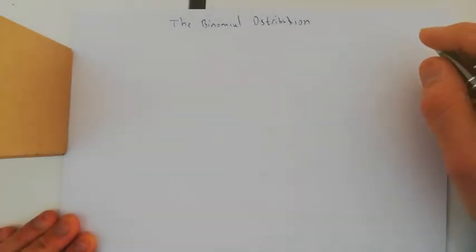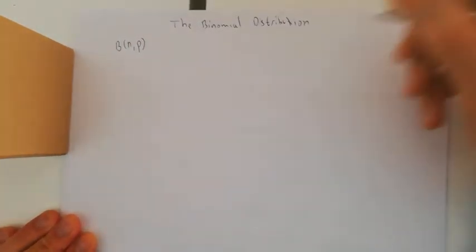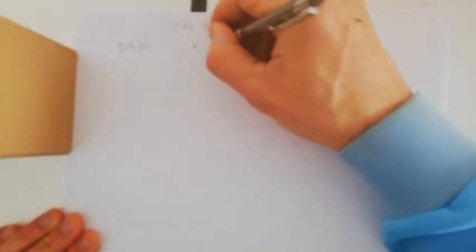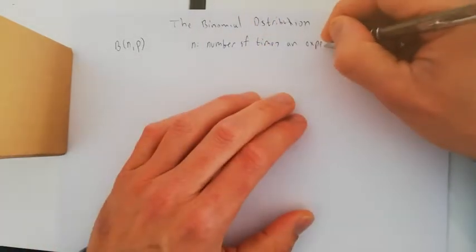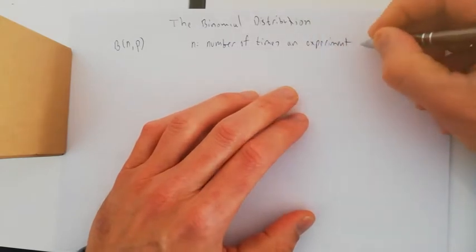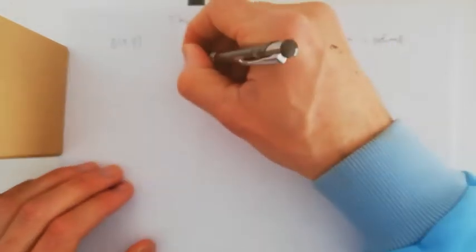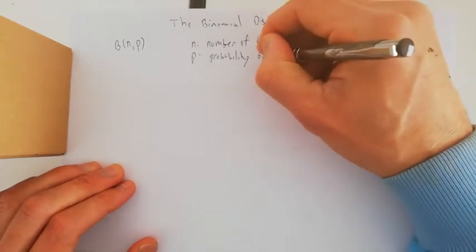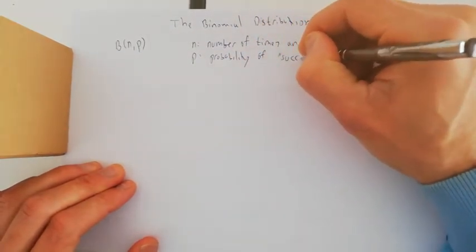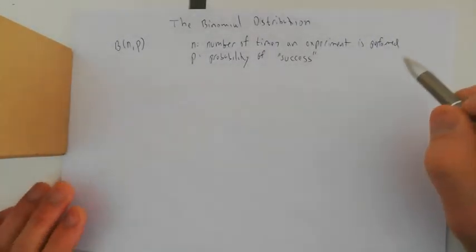The distribution is defined in the following way: B(n, p), where n is the number of times the experiment is performed, and p is the probability of success. What is success depends, of course, on the problem.